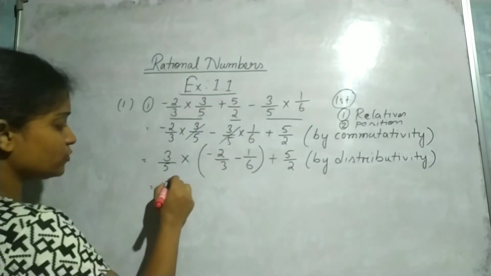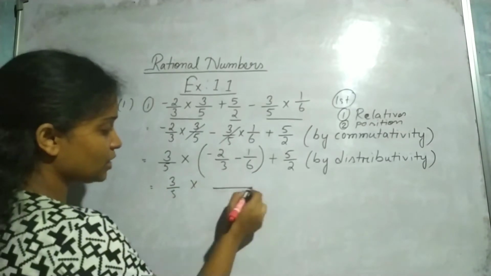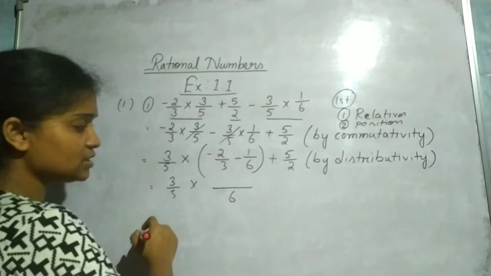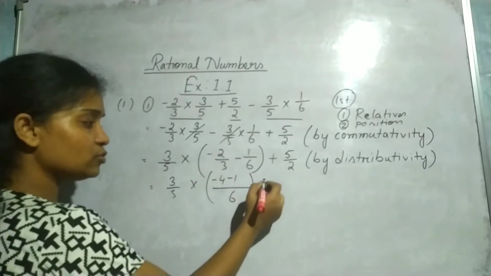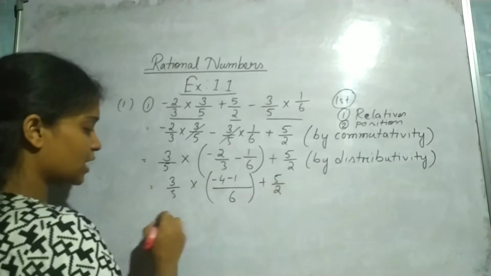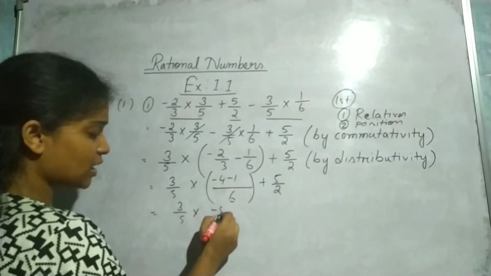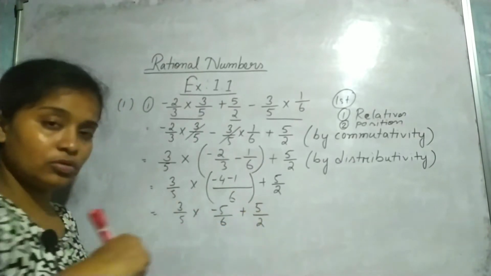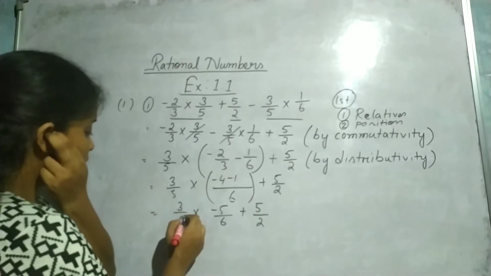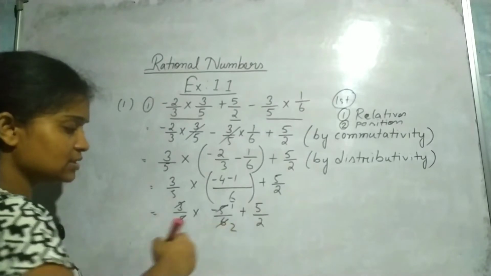Okay, here I am using it. After that you can solve this number easily. Like this number you can take LCM. Now LCM is 6. Yes, now this is 4 minus 1. You know how to solve this. After that what we have to do? 3 by 5 becomes minus 5 by 6 plus 5 by 2. Okay, now what you can do? You can cut this 5 one's are 5 and 3 two's are 6.